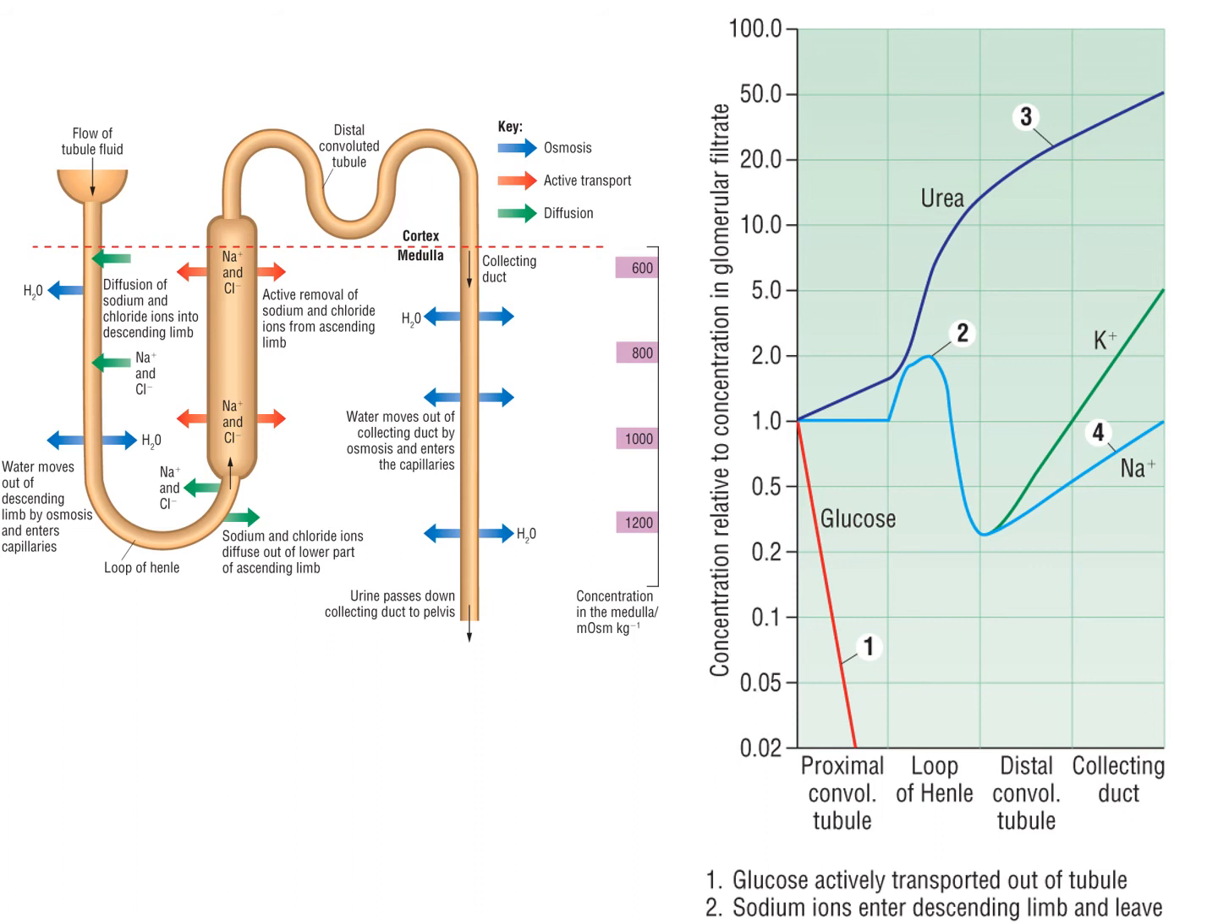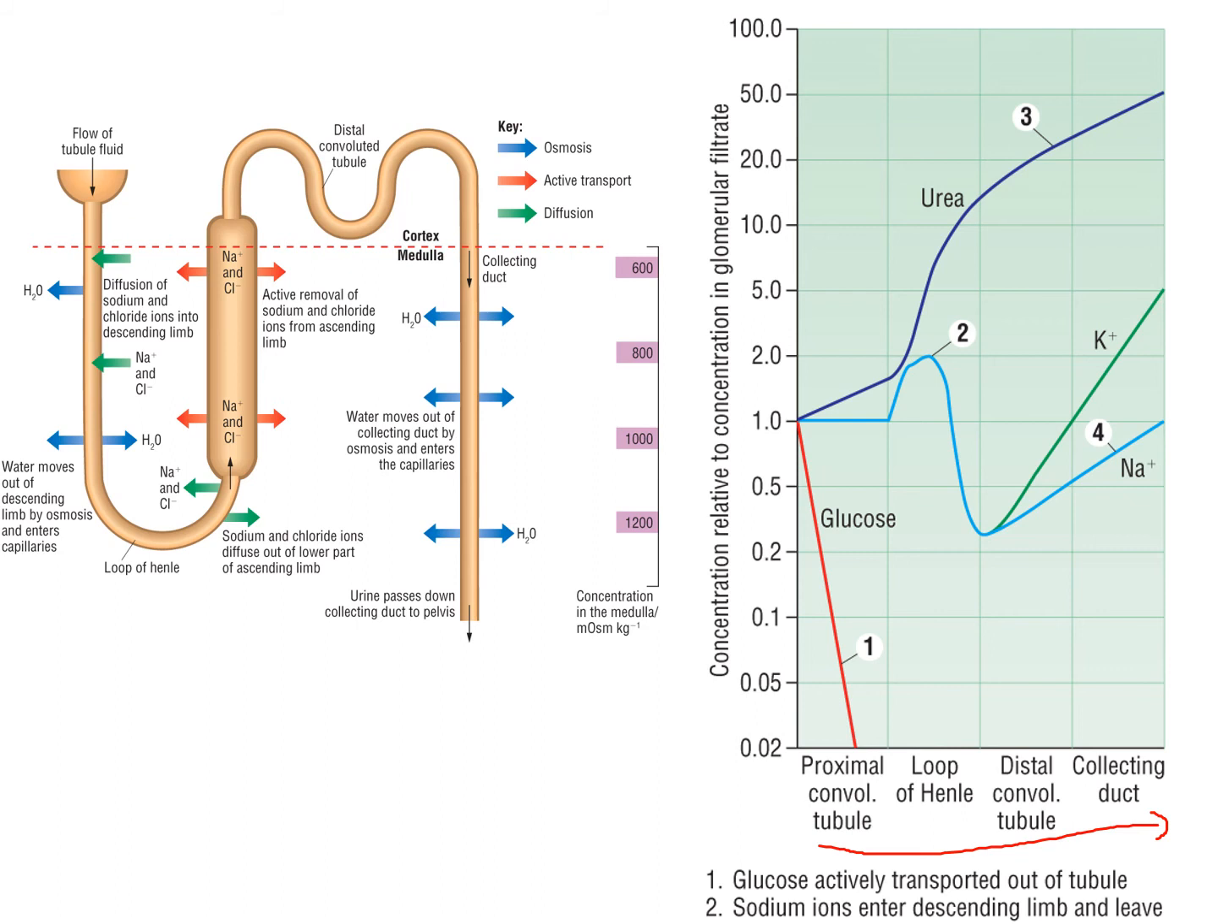If we have a look at this graph, this is a really complicated graph, but one that you do need to try and be able to explain. So what is happening in this graph? Well, this shows you the different parts of the kidney nephron. You've got the proximal convoluted tubule, the loop of Henle, the distal convoluted tubule, and the collecting duct.